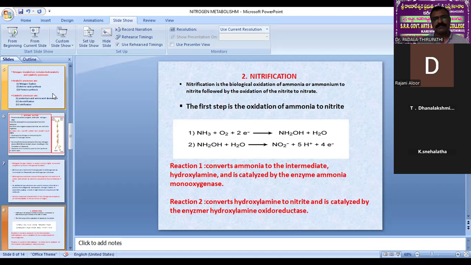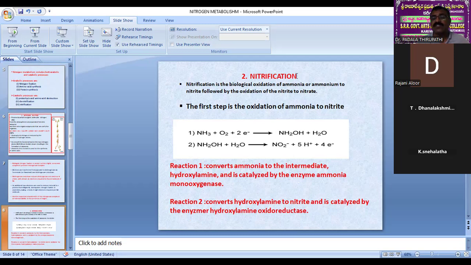So in nitrification, we also observe two steps. The first step is that ammonia is converted into the intermediate, hydroxylamine, which is catalyzed by the enzyme ammonia monooxygenase. The second step is the conversion of hydroxylamine into nitrite, catalyzed by the enzyme hydroxylamine oxidoreductase. This is the second enzyme, which converts the hydroxylamine to nitrite. So this process we can call nitrification.